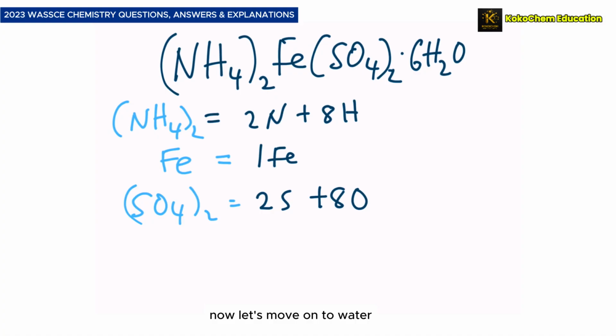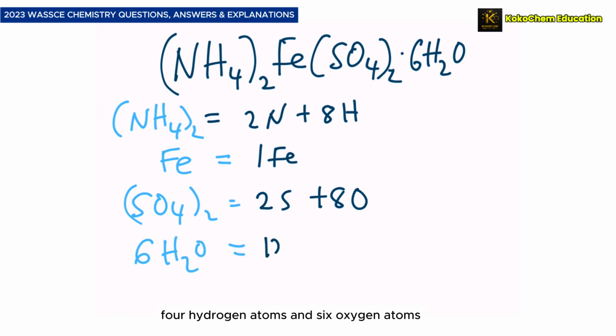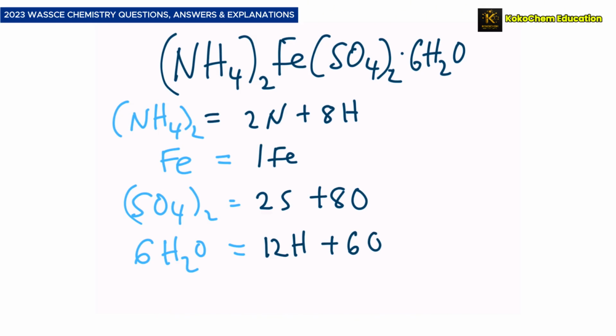Now let's move on to water. For 6H2O, we have 12 hydrogen atoms and 6 oxygen atoms.